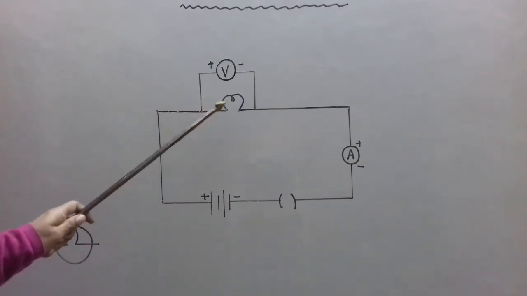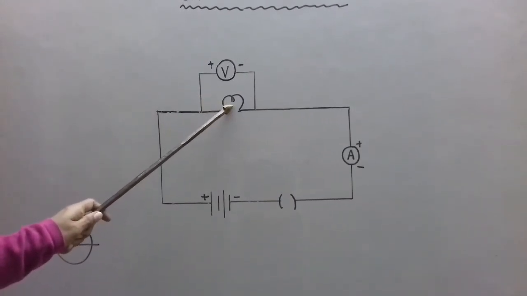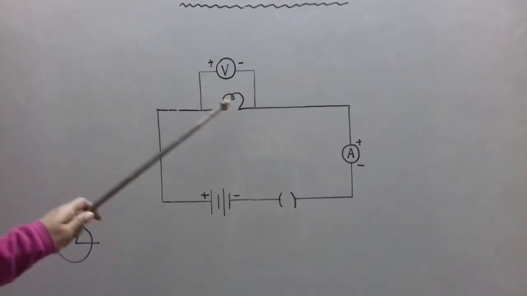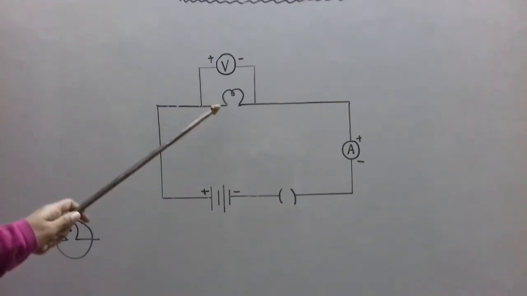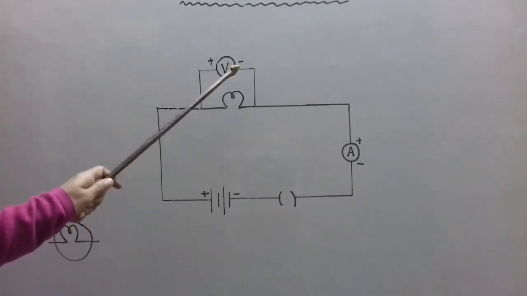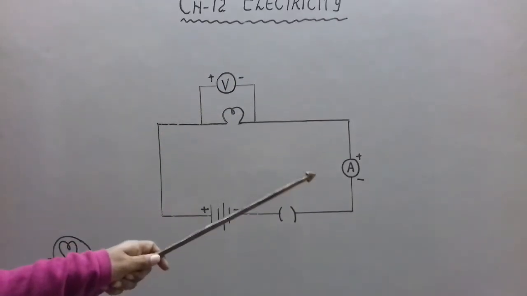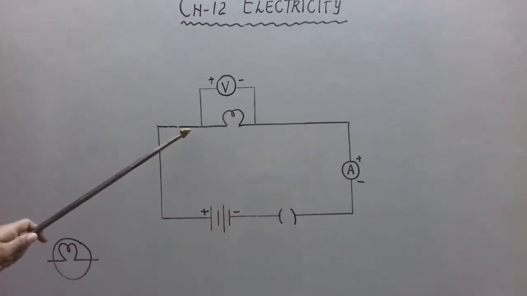So if you want to measure the potential difference across it, just take two wires, one from this side, one from this side, connected to the voltmeter. So the voltmeter is connected in parallel. Take care of the positive and negative sign as I have told you for the ammeter, same thing.